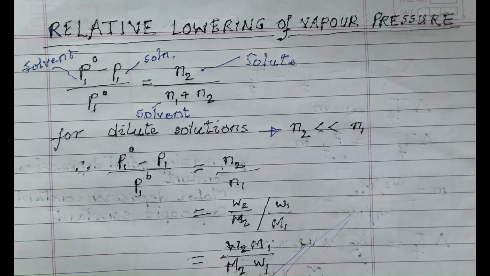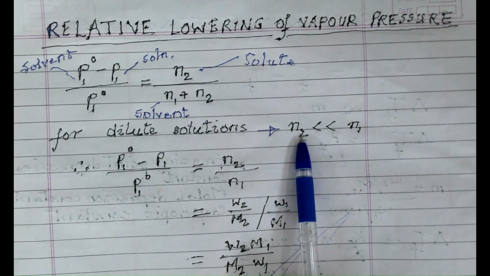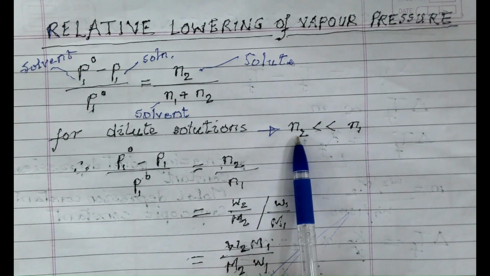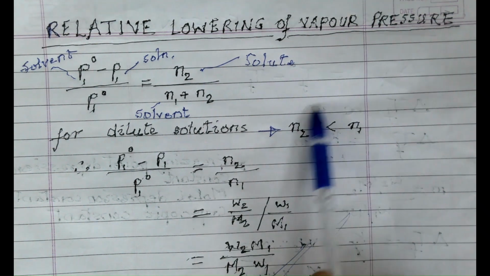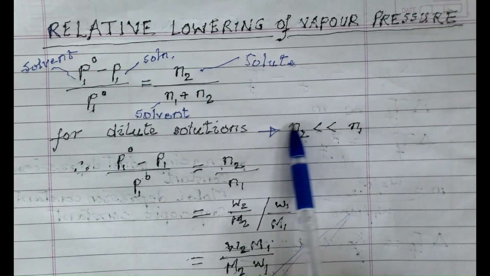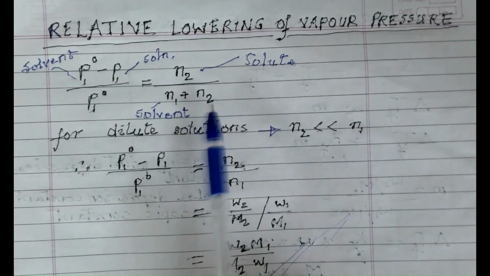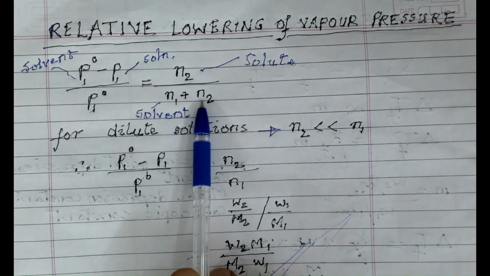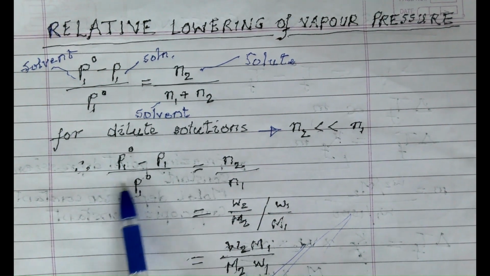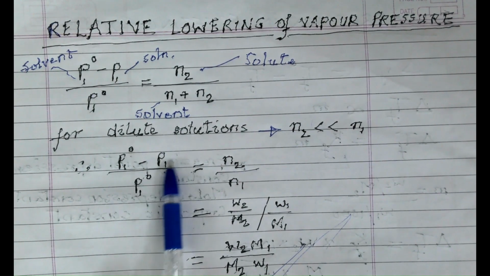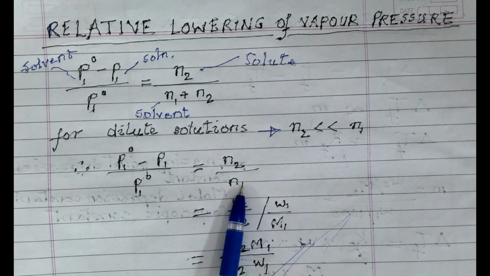Now, if we consider a dilute solution, we find that N2, the number of moles of the solute, is much less than N1. It becomes very small. So to this extent, we can ignore N2 from the denominator here. And therefore, our expression turns into P1 naught minus P1 upon P1 naught is equal to N2 upon N1.